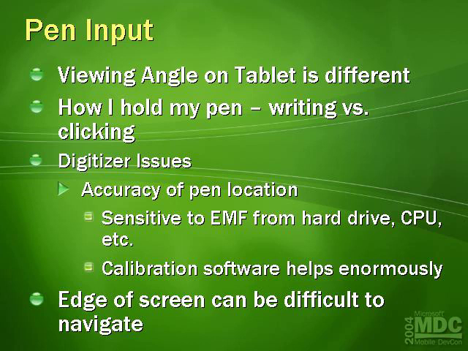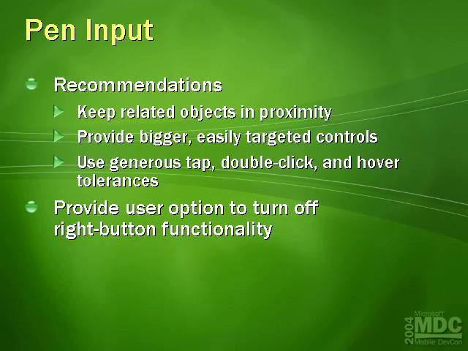Edge of screen can be difficult to navigate, to scroll up and down on. My recommendation is, I think I talk about this a bit more, make targets a little bit bigger. Keep things in proximity of each other, because now I'm moving my hand all over the screen. Give them generous areas for the click, double click, tap areas. Provide the ability to turn off the button. Just common things that you don't need to think about with standard Windows development.